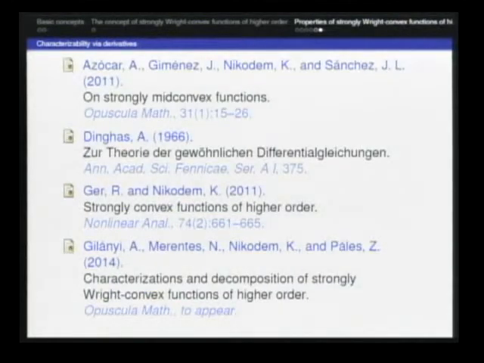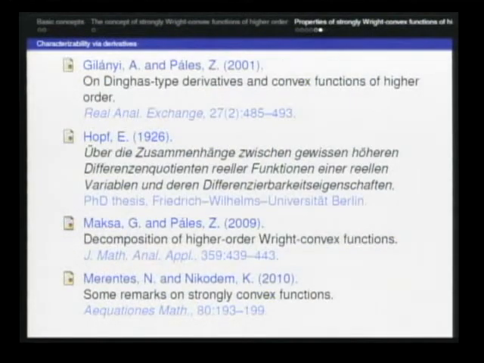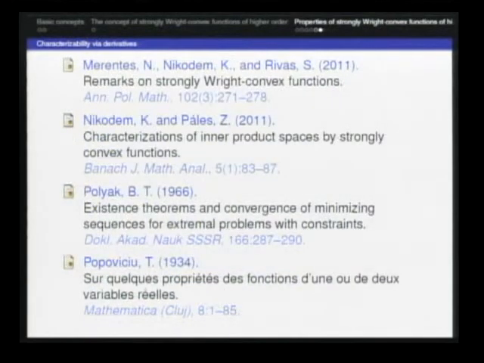Finally, I would like to give you some references. We already wrote a paper on these results. This is the last one here, which is now accepted for publication in Opuscula Mathematica, and will appear, I think, this year in the last issue of the journal. Here is the paper, which was the main motivation for all investigations, and here are some other references I mentioned in the paper, and this is the original paper of Polyak, where strongly convex functions or strong convexity for functions was defined.